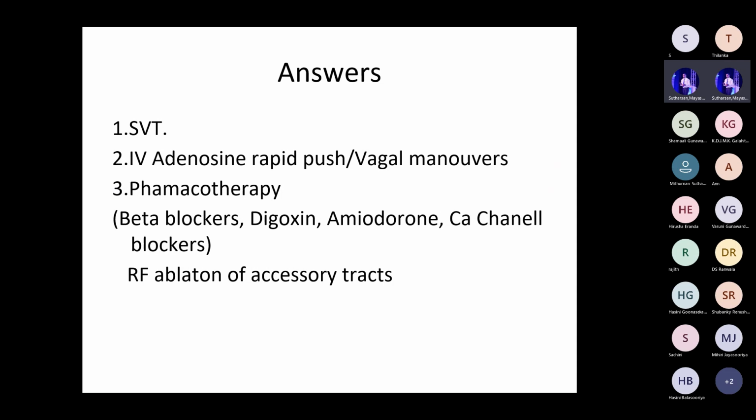So long-term management in SVT is you try with drugs. If you fail, you go for radiofrequency ablation. Drugs can be beta blockers, calcium channel blockers. Calcium channel blockers we don't usually give in children. Beta blockers and amiodarone are commonly used in children. If they fail, we add others, like flecainide, right? Different antiarrhythmic drugs can be tried. But if pharmacotherapy fails, you go for radiofrequency ablation.